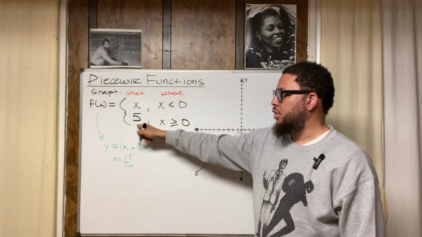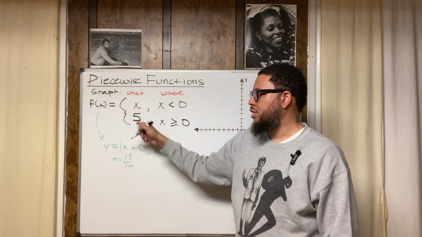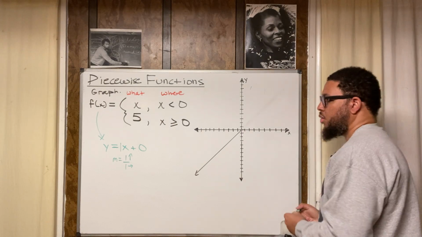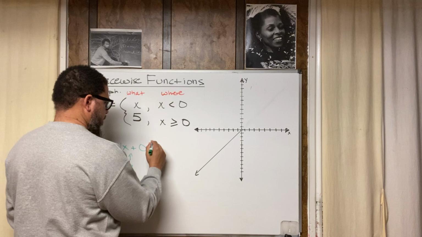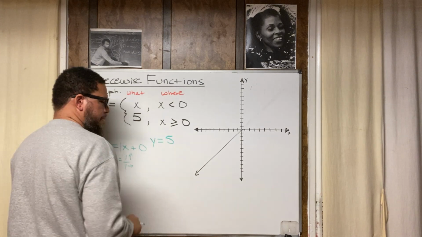Now, what about the second function, right? The second function, we got f of x is equal to 5. So if I had f of x is equal to 5, what would that look like? That would look like this, right? I would rewrite it. It's like graphing y equals 5. Now, there's a rule, right?